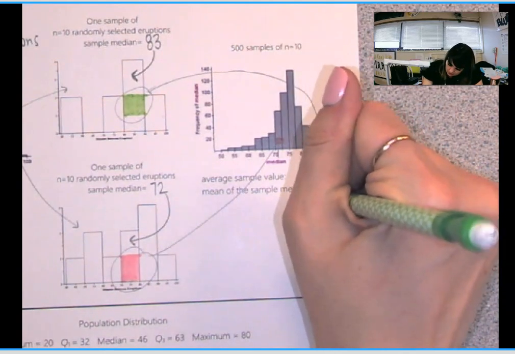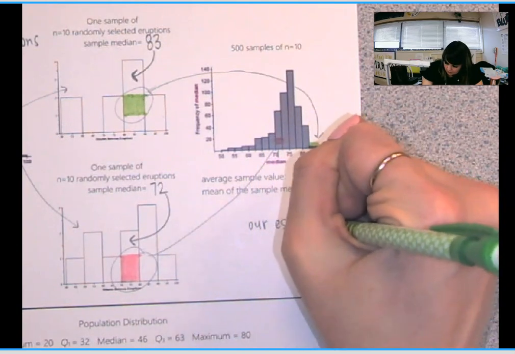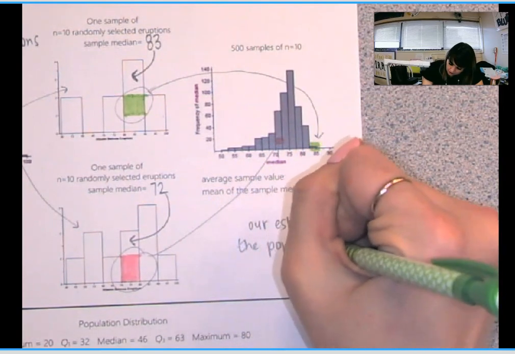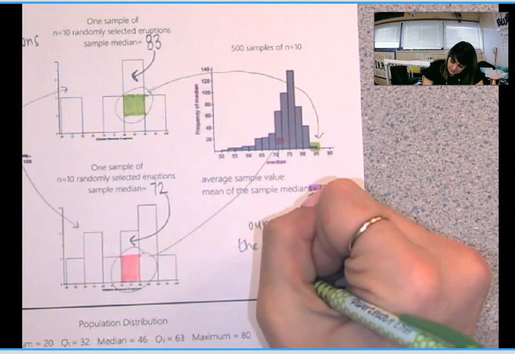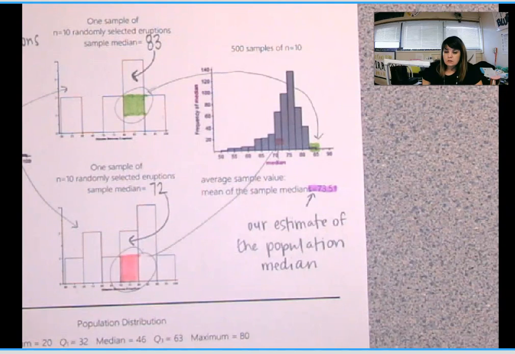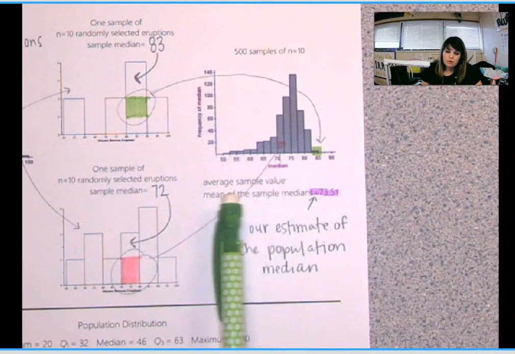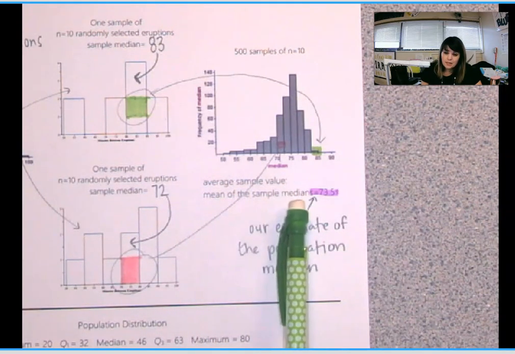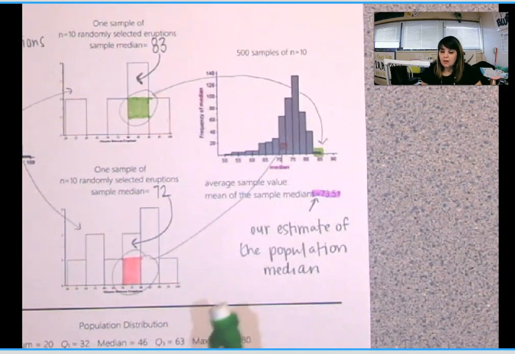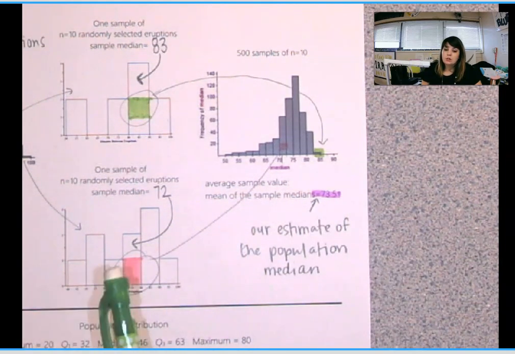This is our estimate of the population median. So this is our average sample value, which is the mean of the sample medians. So we added up all of the 500 sample medians, divide by 500. That gives us our estimate of the population median.